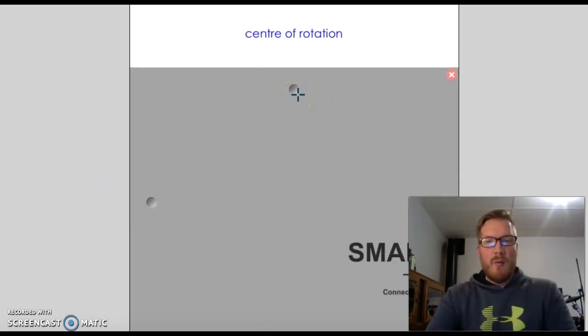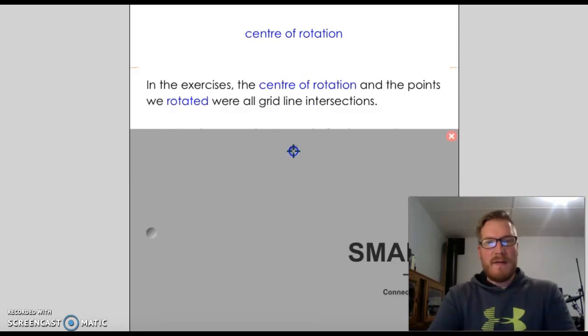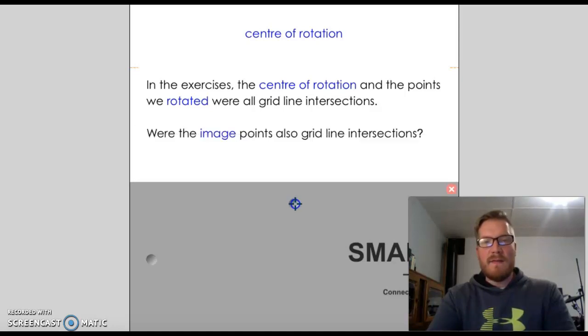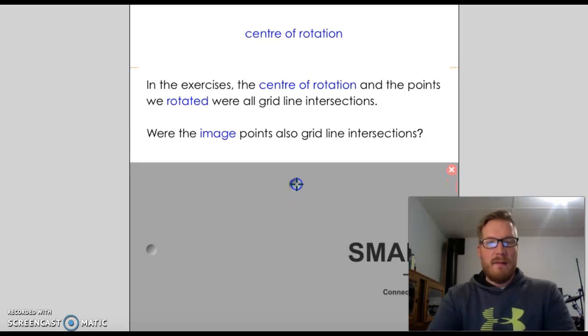All right, so now we're moving on to this new concept called center of rotation. What center of rotation says is that the center of rotation and the points we rotated were all grid line intersections. So the image points are also grid line intersections, yes.